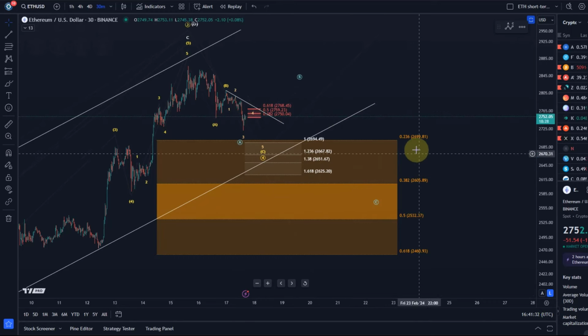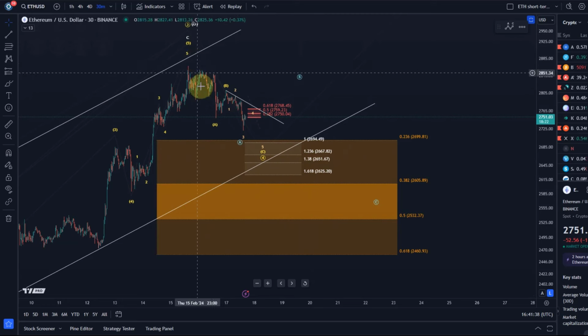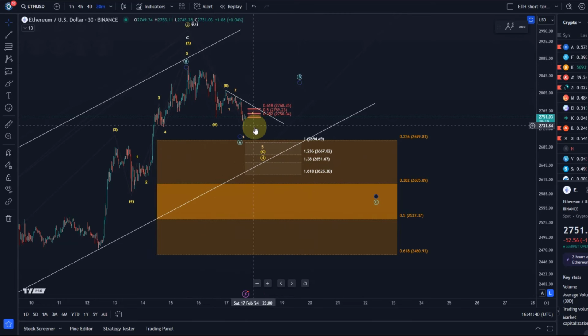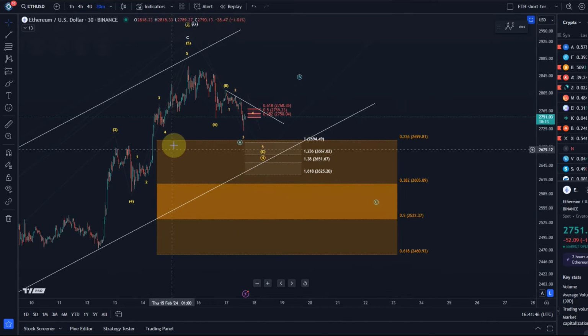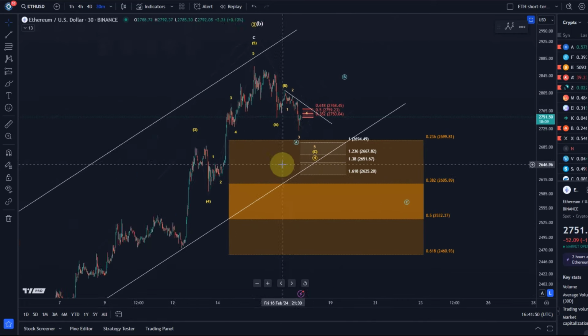Overall, the support area is the same. This is a target area specifically for the C wave down, because we have an A wave, we have a B wave, and ideally we're now working on the C wave. And it's this area, which lies within the overall support range that we defined before, where we can watch for potential reactions if the price gets there.